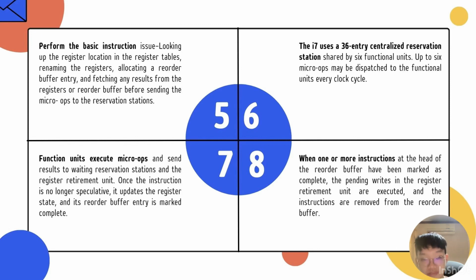For the number 8, when one or more instructions at the head of the reorder buffer have been marked as complete, the pending writes in the register retirement unit are executed, and the instructions are removed from the reorder buffer. And moreover, hardware in the second and fourth steps can combine or fuse operations together to reduce the number of operations that must be performed.